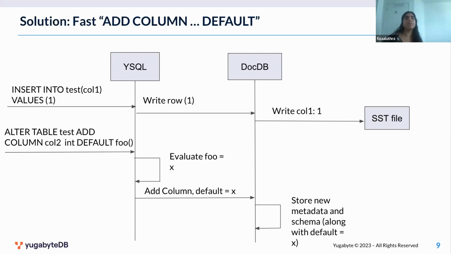And DocDB stores the new metadata and the schema along with the default value X for this column that we added. So basically, even if that shard had 10 gigabytes of data, we don't have to read any of that or write it back. It's just a metadata update. Yes, the tablet's, like the shard's, metadata that's stored in the superblock, it's called, is updated.